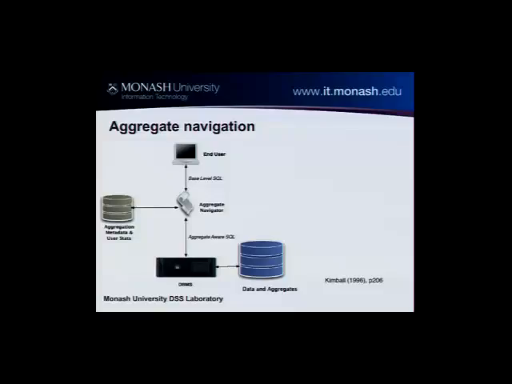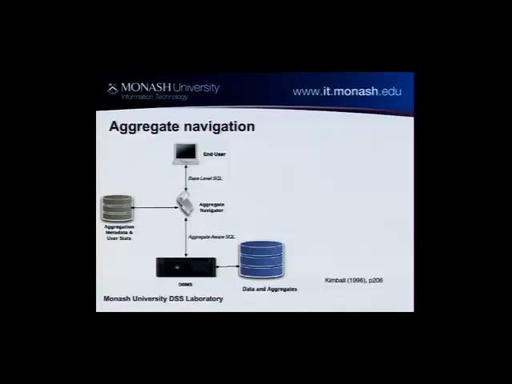So the end user's tool sends the original SQL that would have hit the original dimensional structure. The aggregate navigator scans that SQL and works out what the most efficient hierarchical or aggregate level table structure is to hit to answer that query. If the query is referring to base level data, it'll hit the base level fact table. If the query is referring to more summarised data, it'll hit the summarised table instead, because that's going to be much, much quicker to query.